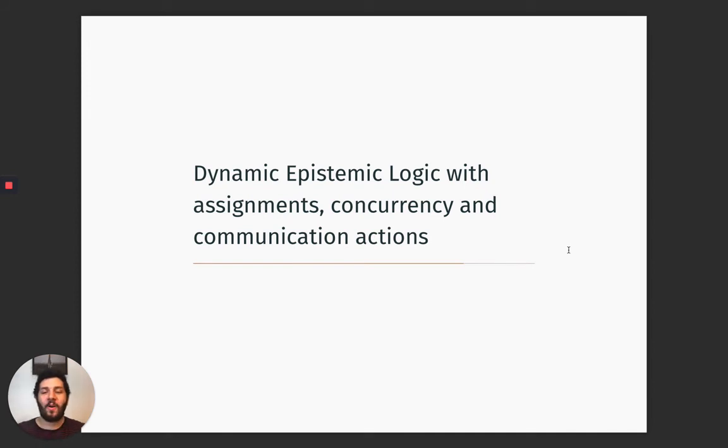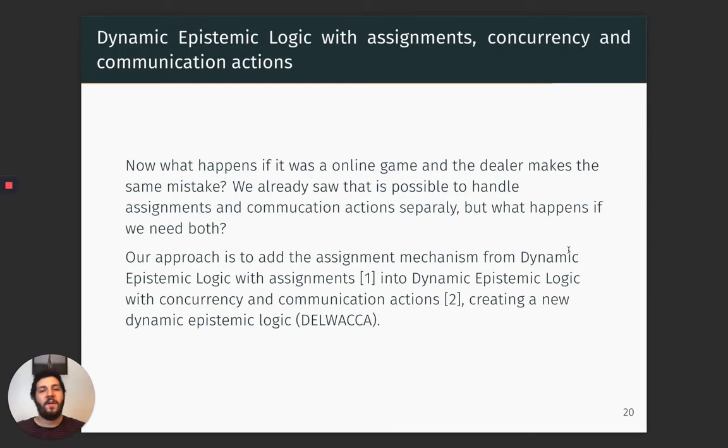So now we are going to talk about the object of this presentation, of this paper, that is dynamic epistemic logic with assignments, concurrence, and communication actions. And why are we going to talk about this? We want to create a logic that can do assignments, and can have concurrence and communication actions. Well, because in real life we need this. We have online games where people make mistakes, where we need to update an information, we need to update a proposition, and we cannot do this with the old ones. We need to choose: either we have communication or we have assignments.